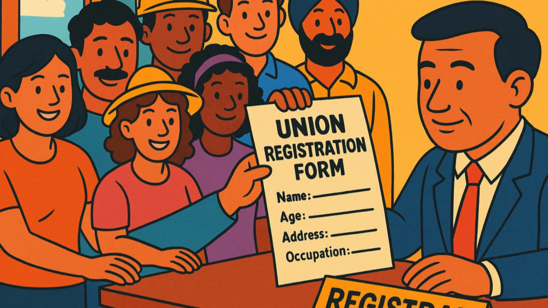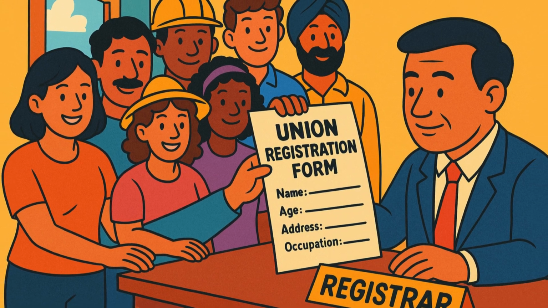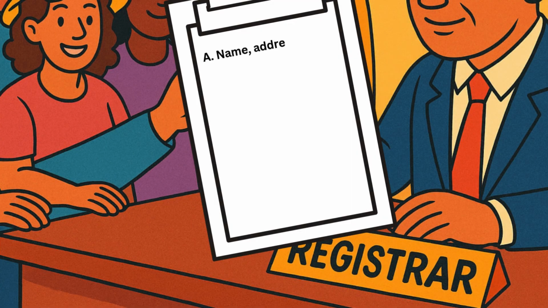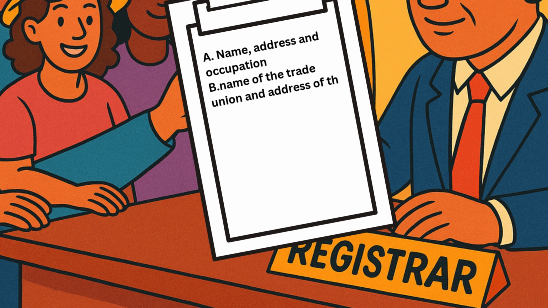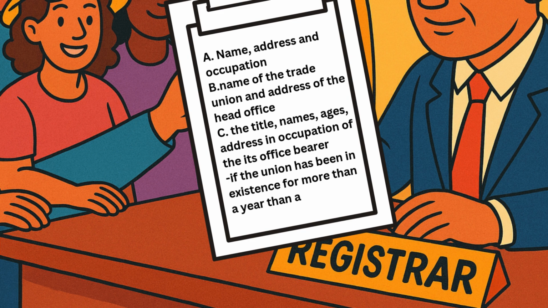Then how to register a trade union? To register the trade union, 7 or more people can make an application to the registrar. This application must include a copy of the rules of the trade union, a statement with the following details: names, jobs, and addresses of the members applying, the name of the trade union and the address of its main office, titles, names, ages, addresses, and jobs of the people who will run the trade union, called office bearers.